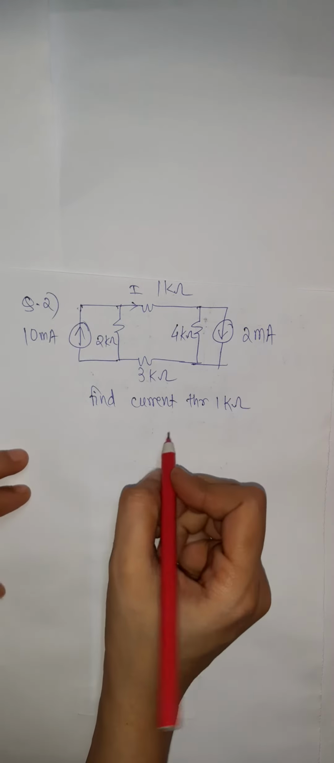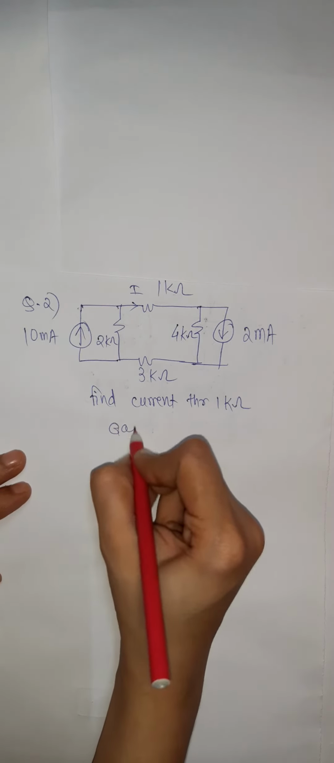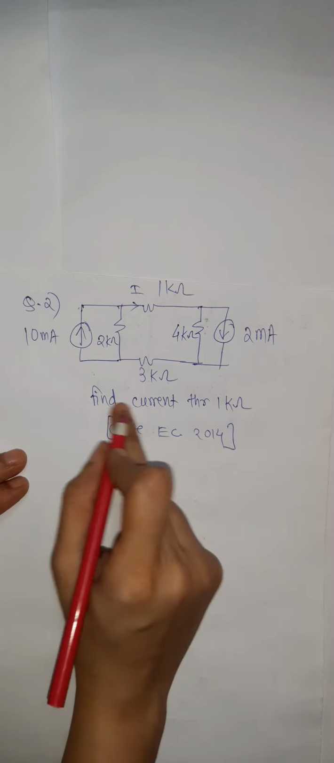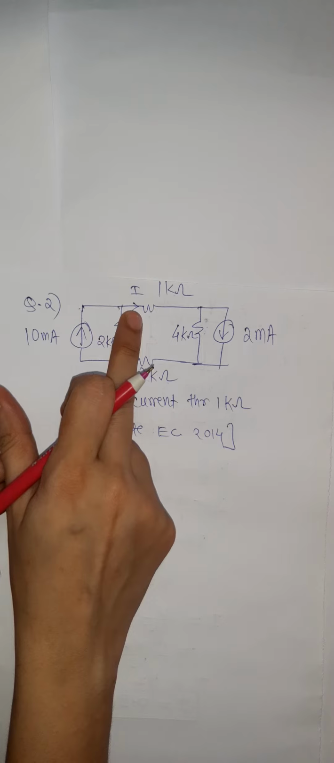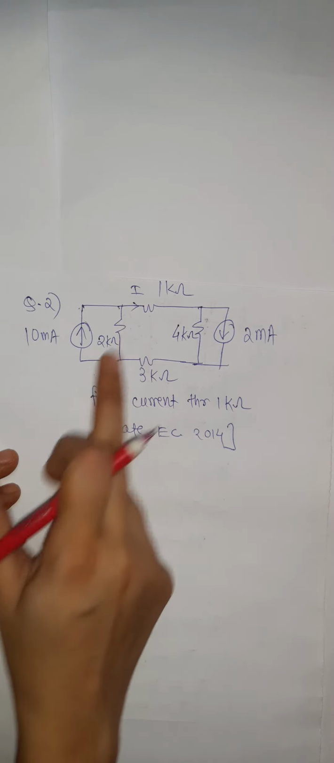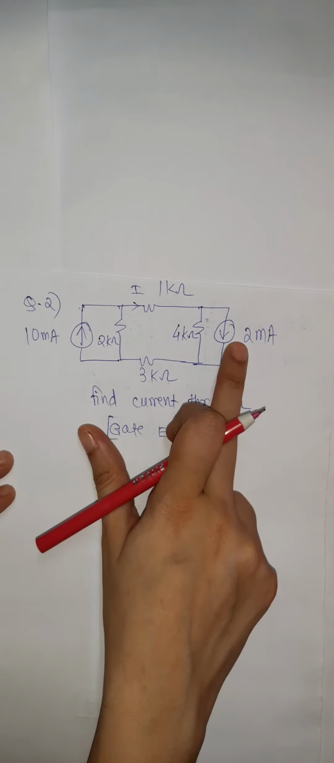So this question was asked in GATE EC 2014. A circuit diagram is given and we have to find the current through the 1 kilo ohm resistor. So the current through this branch, this 1 kilo ohm resistor, we have to find out. This is a current source, and this is also a current source.